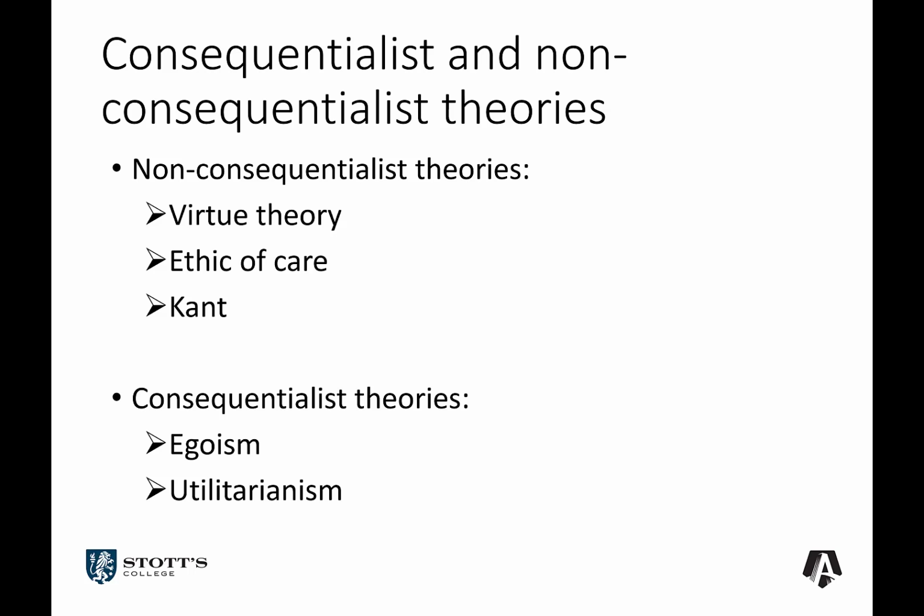As we group our analysis of these theories, there are theories that do not have consequences. Those are the virtue theories, the ethics of care, and Kant, and ultimately Ross. And theories that have consequences, consequentialist theories, which are egoism and utilitarianism. So that's another way to categorize and group these theories.